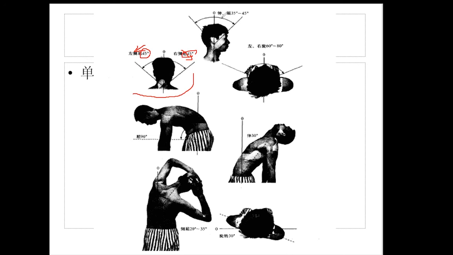And we can also move to the front and the back. That's about 35 to 45 degrees. So that's the normal range of movement for the head.